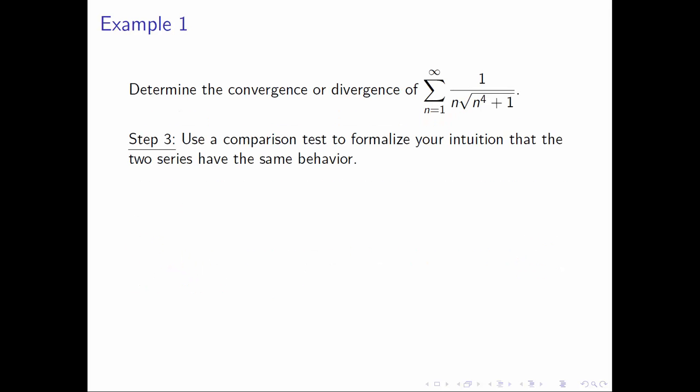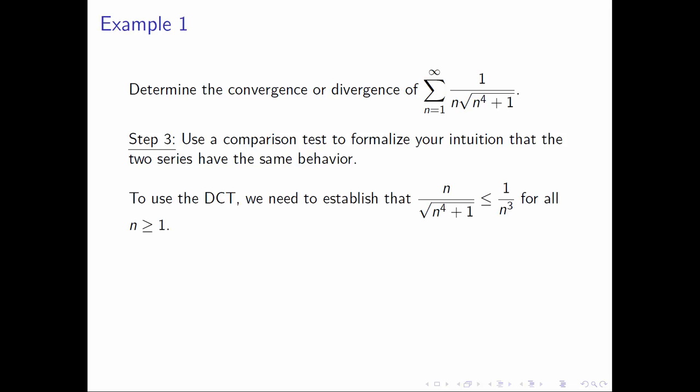Now that we have some intuition about this second series that we want to compare to, we need to use a comparison test to really formalize our intuition that the two series have the same behavior. And this is where we get into two options that we've discussed before in great detail. We have the direct comparison test, which I abbreviate by DCT. We also have the limit comparison test, which I'll later abbreviate as LCT.